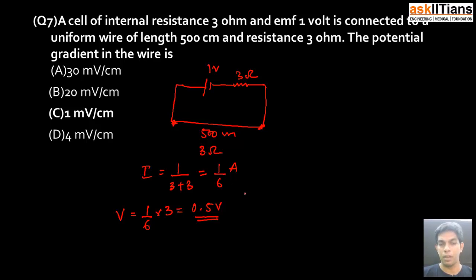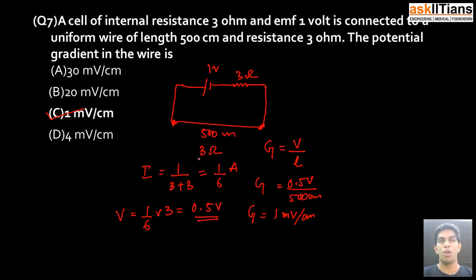Now the potential gradient, let's say it's given by G, is equal to the potential drop across the wire V divided by the length of the wire L. So it's 0.5 volt divided by 500 centimeter. So my potential gradient is equal to 1 millivolt per centimeter. Hence C is the correct answer.